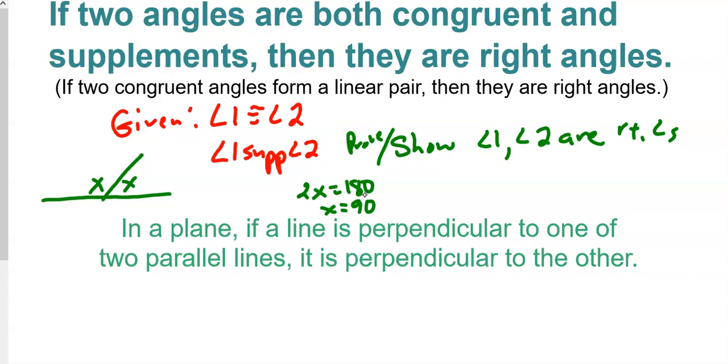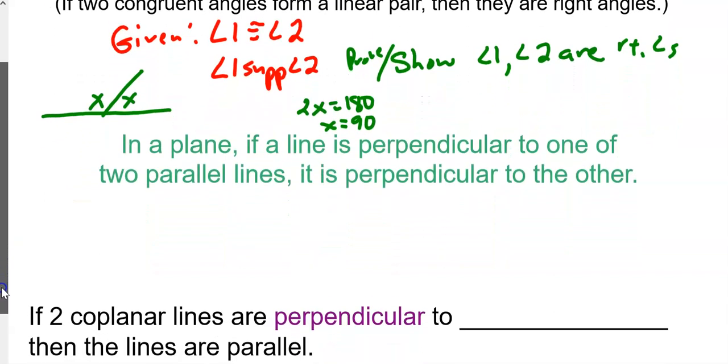All right. And it can be stated that same way there. If two congruent angles form a linear pair, then they are right angles too. Okay, because the linear pair is assuming, obviously, the adjacent. Supplementary is not necessarily referring to that. Okay, so let's move on to the next one here.